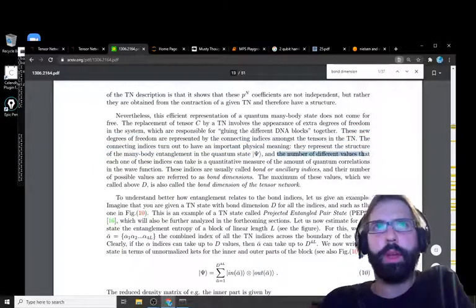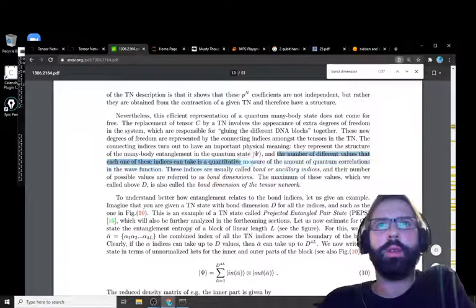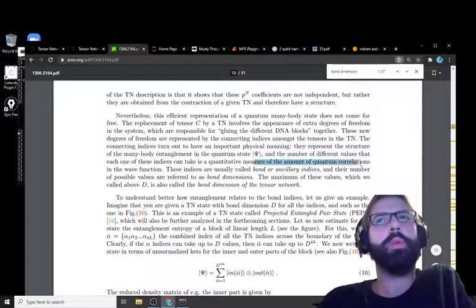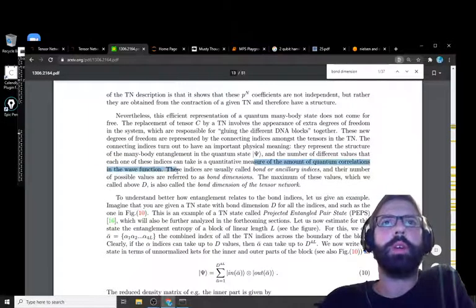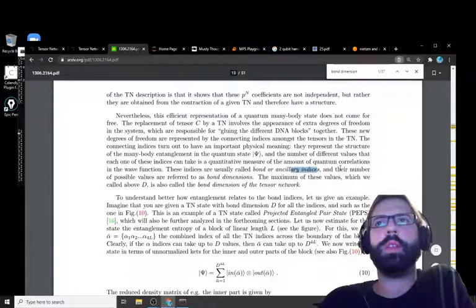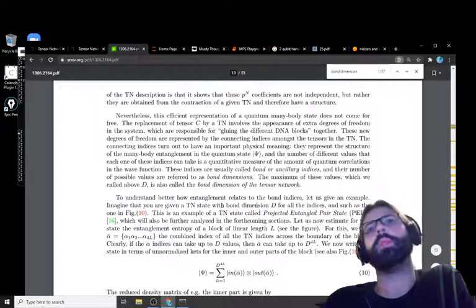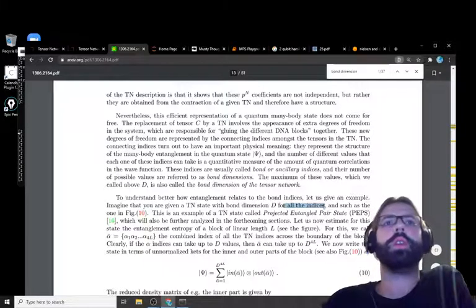The number of different values that each of these indices can take is a quantitative measure of the amount of quantum correlations in the wave function. These are called bond indices, and the number of possible values is referred to as the bond dimension. The maximum of these values, which we called D above, is also called the bond dimension of the tensor network. To understand better how entanglement relates to the bond indices, let us give an example. Imagine you are given the tensor network with bond dimension D for all the indices.